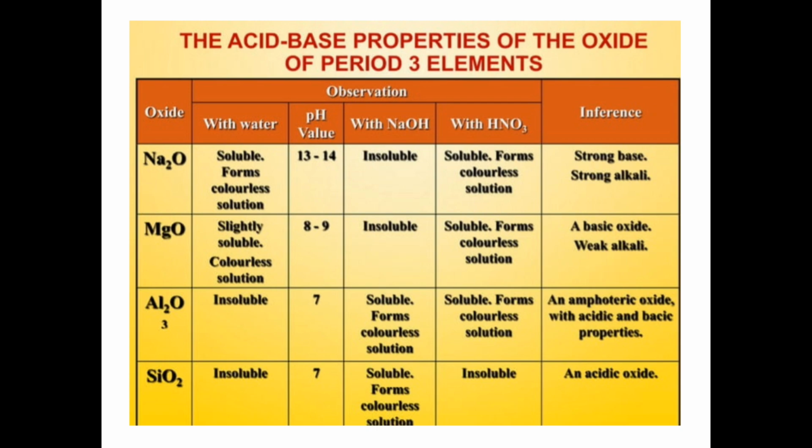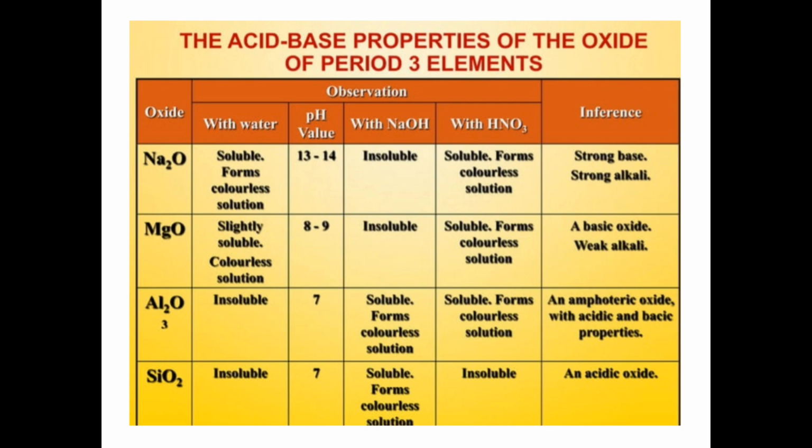Aluminum oxide is insoluble in water, forming a pH of 7. But with NaOH it forms a soluble colorless solution, and with HNO3 it also forms a soluble colorless solution. That means it's an amphoteric oxide, because it shows both acidic and basic properties.